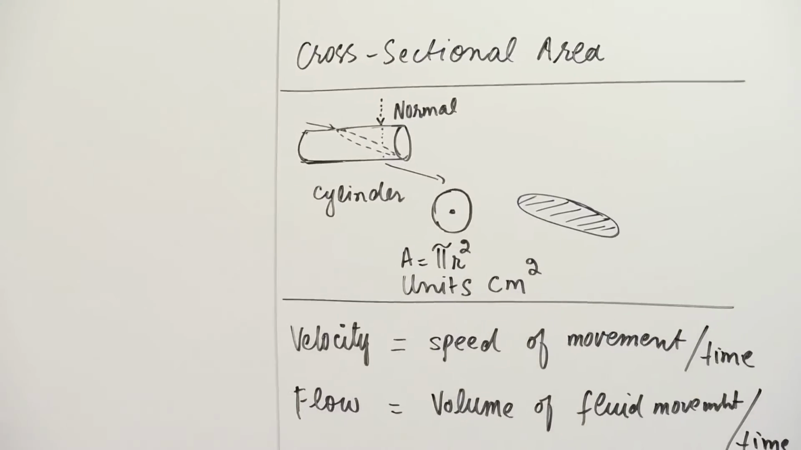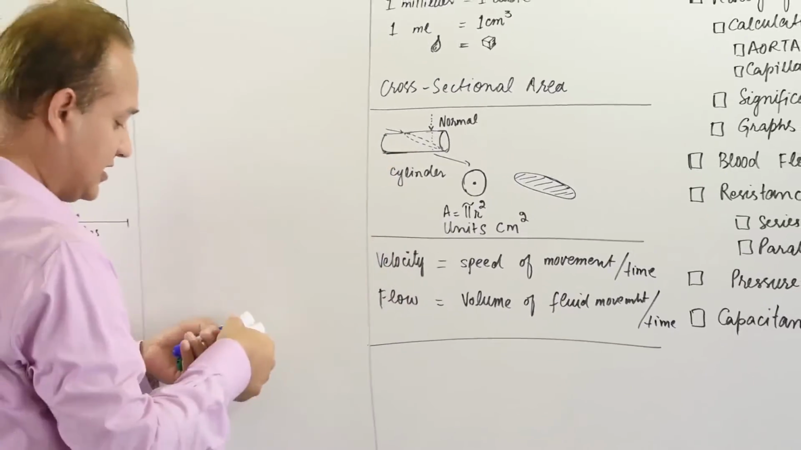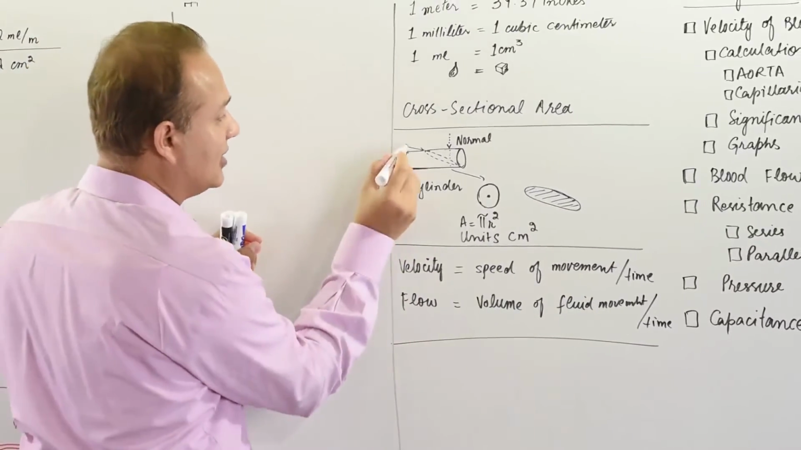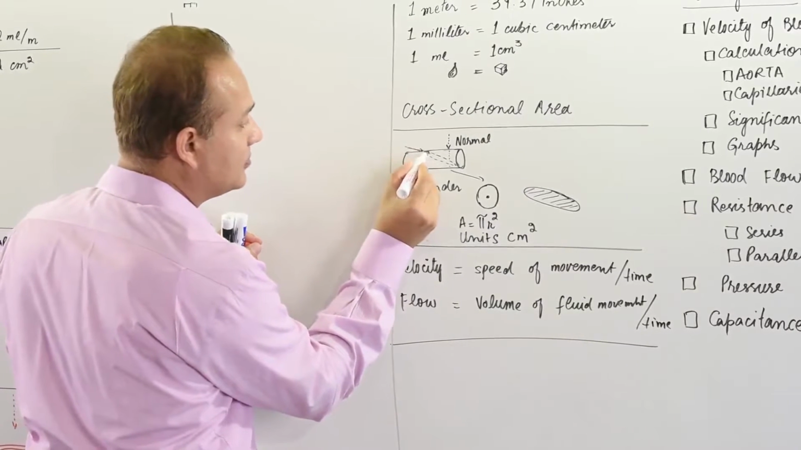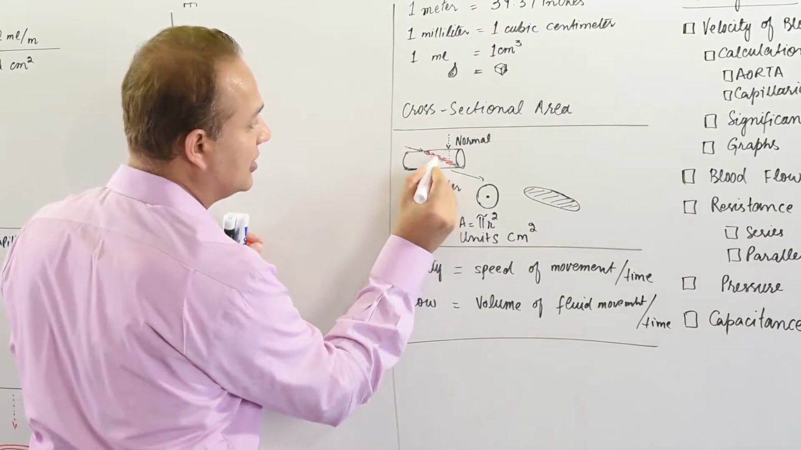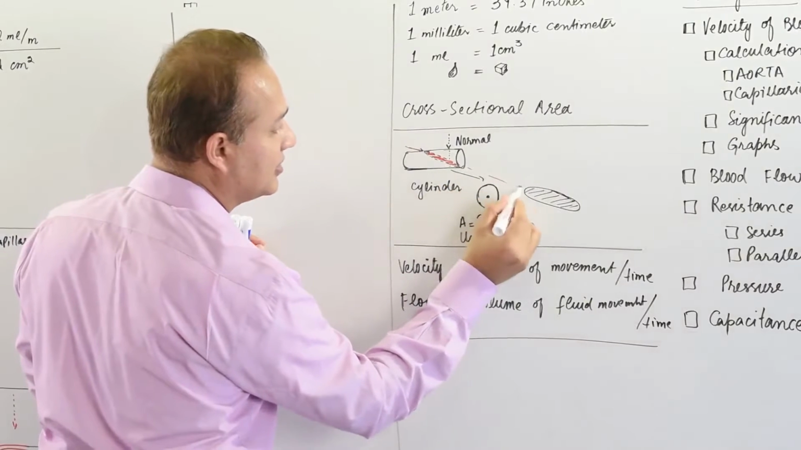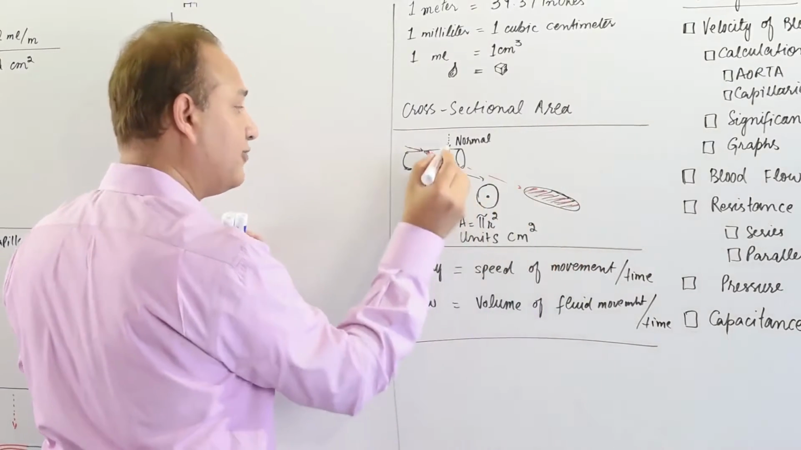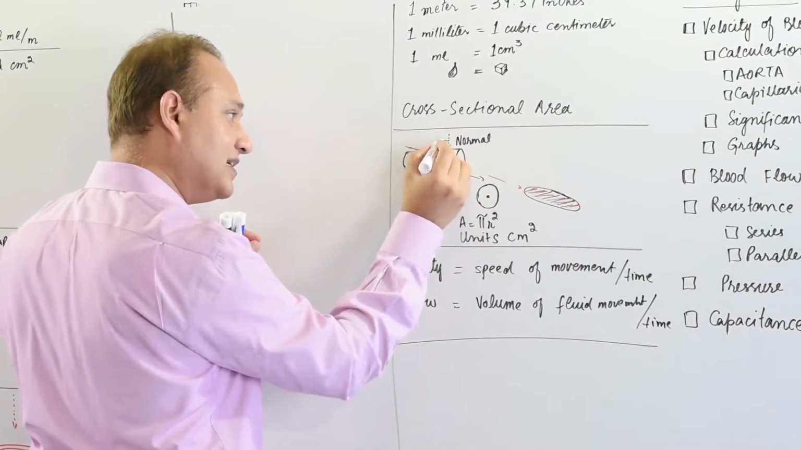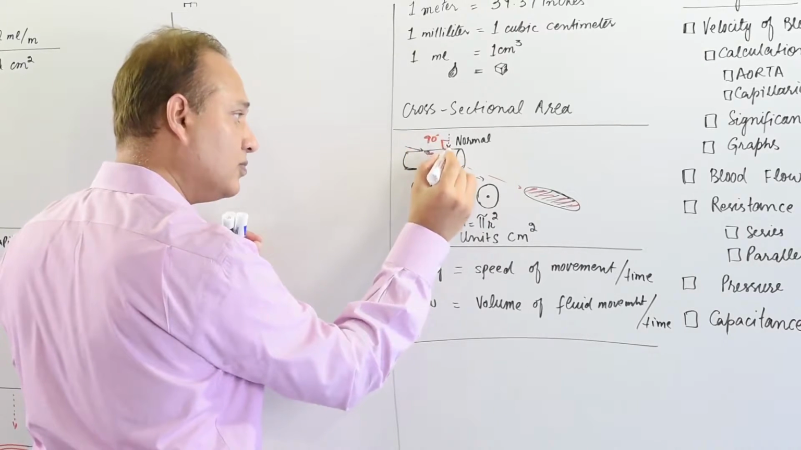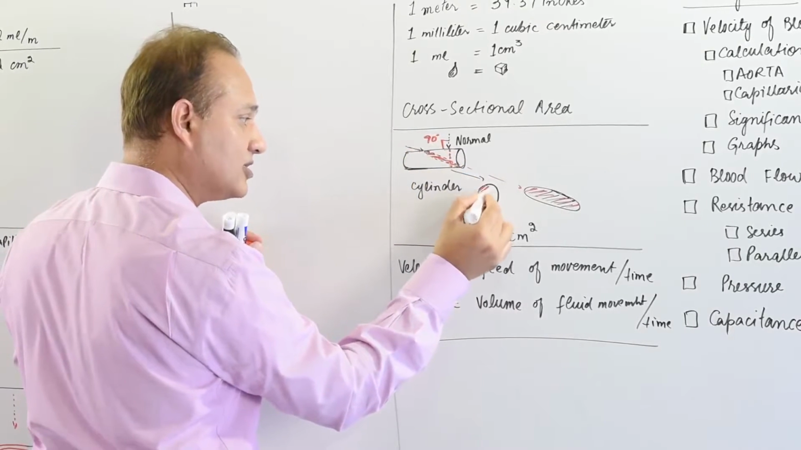Now, cross-sectional area can also be taken if you have cut the cylinder at a different angle. Then this is the cross-sectional area. I've made that here. If you cut it at a normal, that is 90 degrees angle. This is the normal, then this is the cross-sectional area.